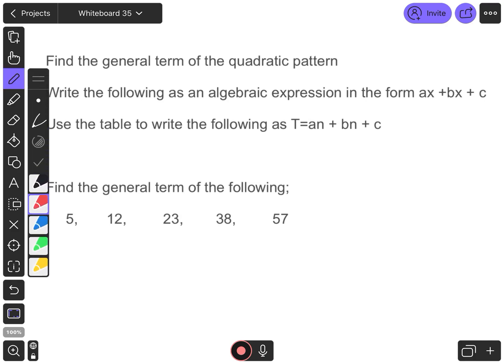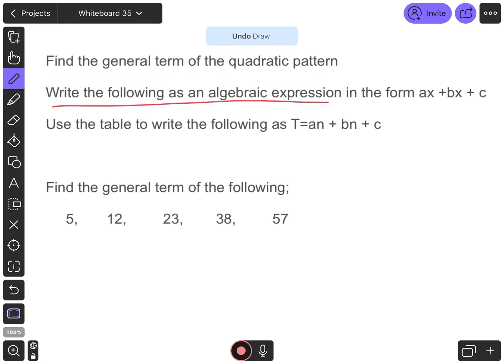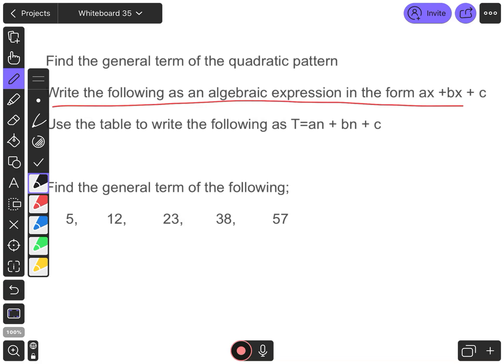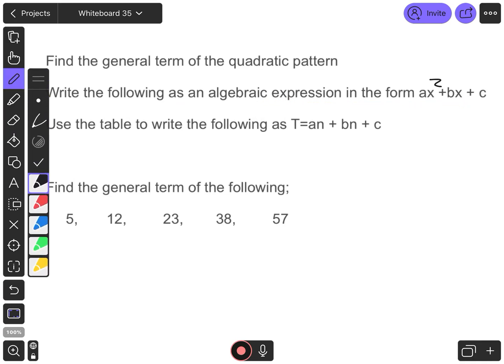The first one is find the general term of the quadratic pattern. This could also be asked as a patterns question from sequences and series. The next one is write the following as an algebraic expression in the form ax squared plus bx plus c. And the last way is use the table to write the following as an squared plus bn plus c.